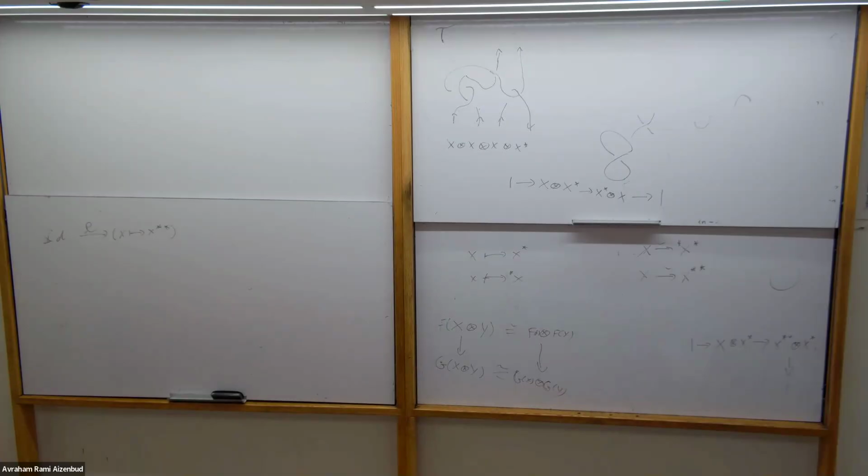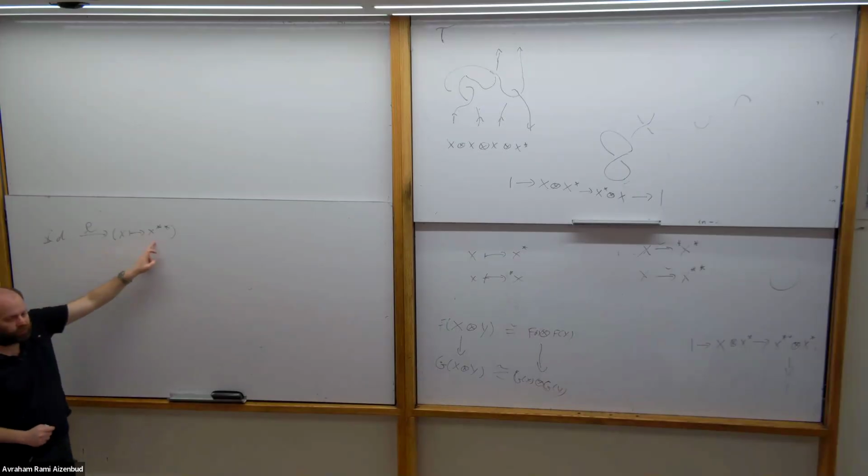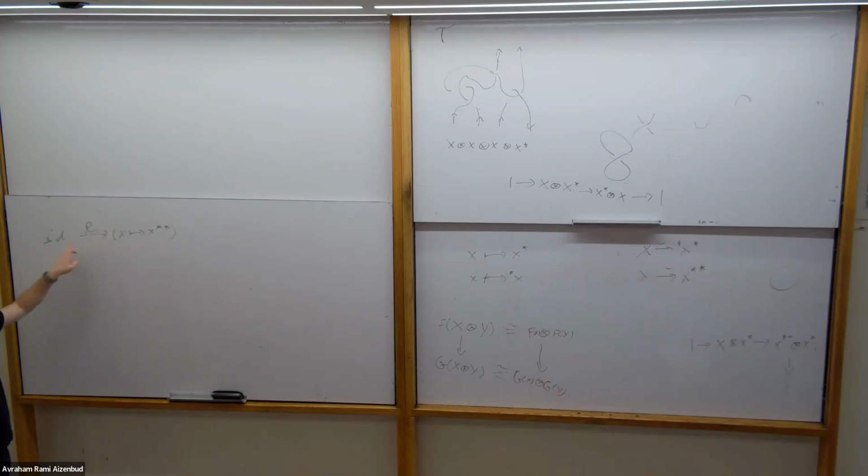But if it's in addition braided, then we have two isomorphisms from x to x star star. So two isomorphisms between these two functors. One of them is a pivot, and the other is some bad isomorphism, which is not monoidal. So we can take the ratio, and we get an endomorphism of the identity functor.